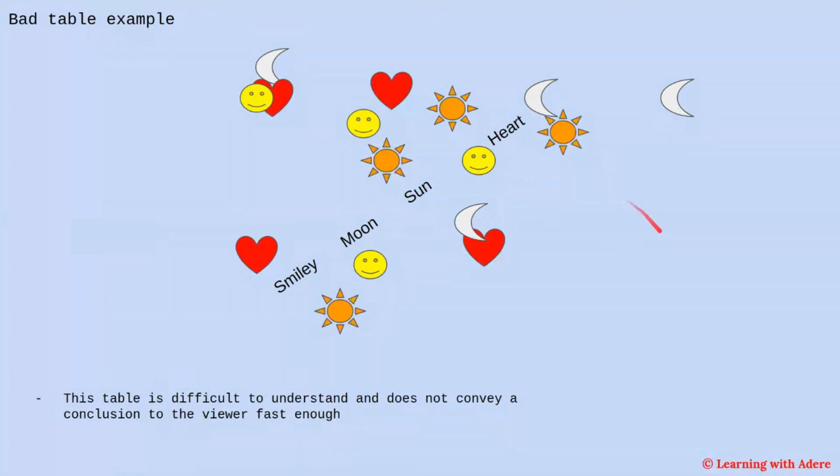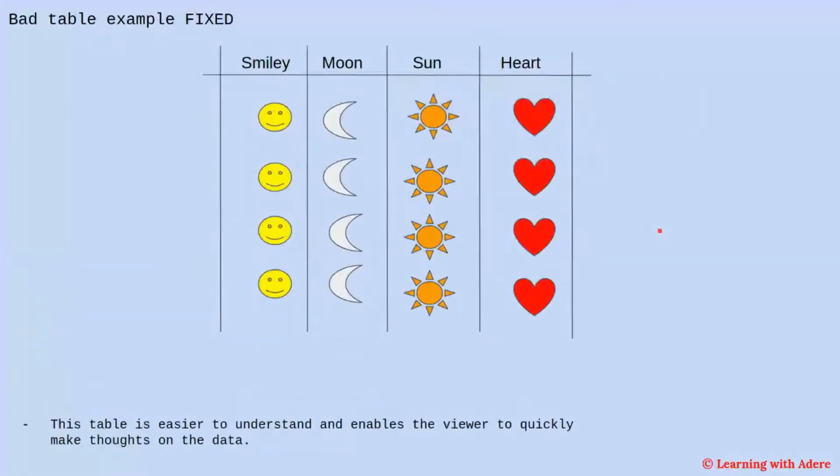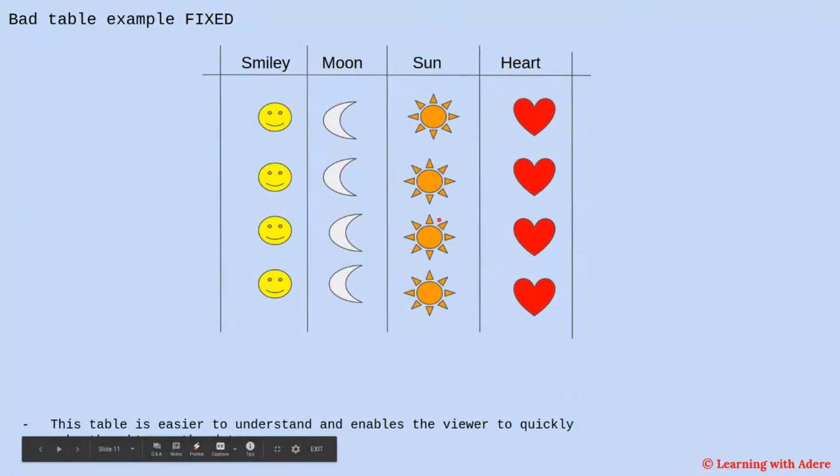I'll keep looking at chat. Okay, so here's the bad table fixed. We have the titles now, and then we have our data more organized, and we can easily look at it and understand the data. So we'll speed through that.